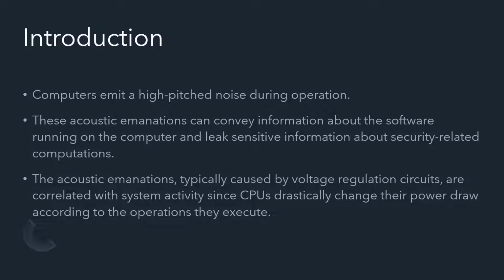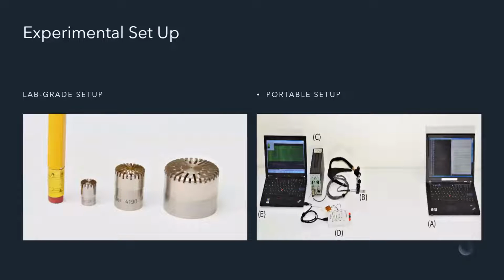In this experiment, the authors used 4 types of scenarios in trying to capture these sounds, and we're going to go through them one by one. In the first phase, you can see we have a pencil, and then 3 types of microphones: the bigger one, the smaller one, and the smallest one. They use these to try and get that noise from the computer, then see if they can make sense out of it.